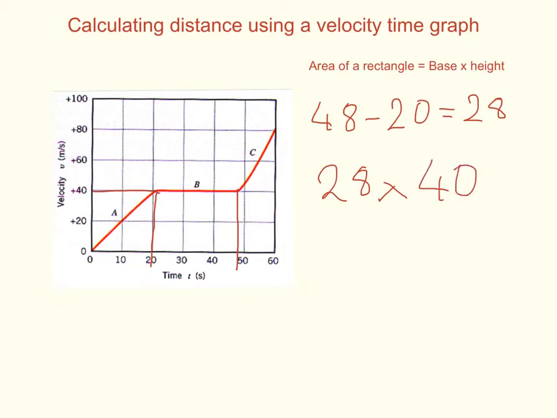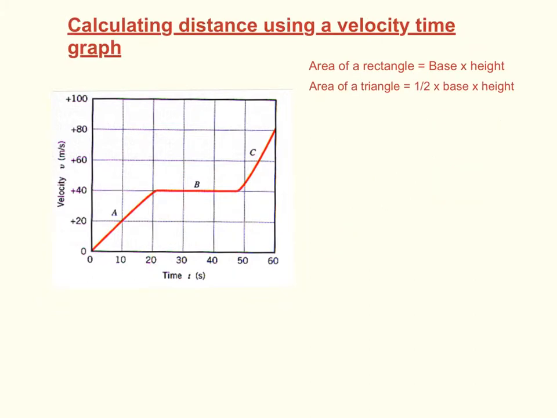Now if I put that into the calculator, I should come up with a total distance for this area here of 1,120 metres. So the total distance covered in area B is 1,120 metres. I'm now going to work out the distance travelled in the final section C, which is this area just here.